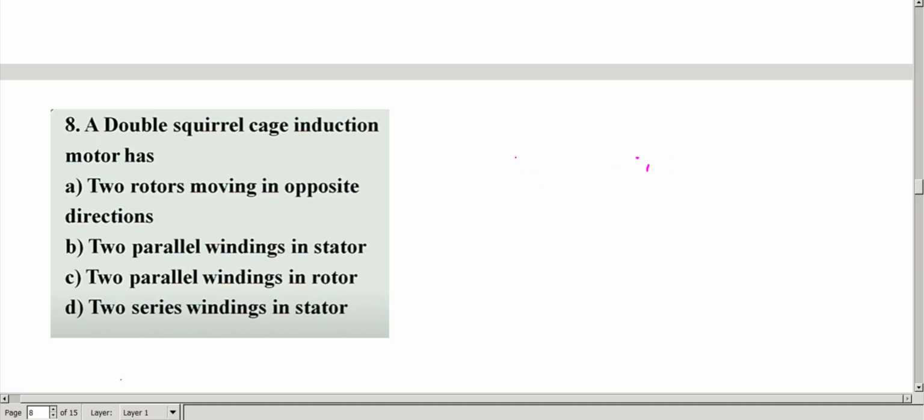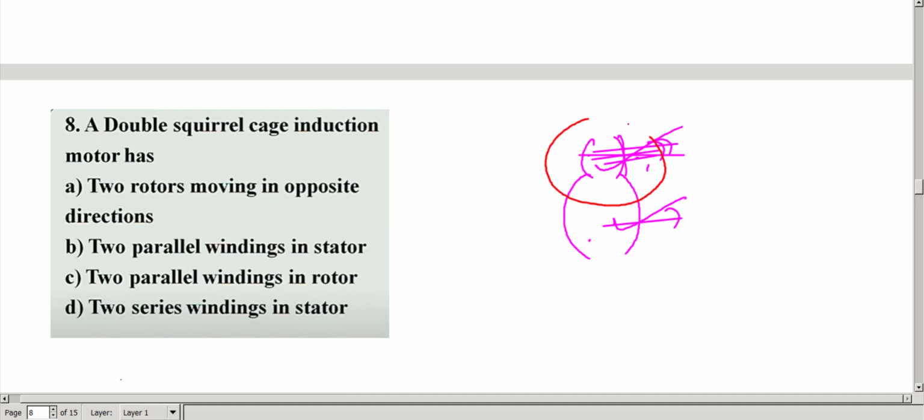It has two parallel windings. If you see here, this is a double cage, this is one cage, and this is another cage. The current in this cage and the current in this cage is different. The current flowing through this cage and the current flowing through this cage is totally different.